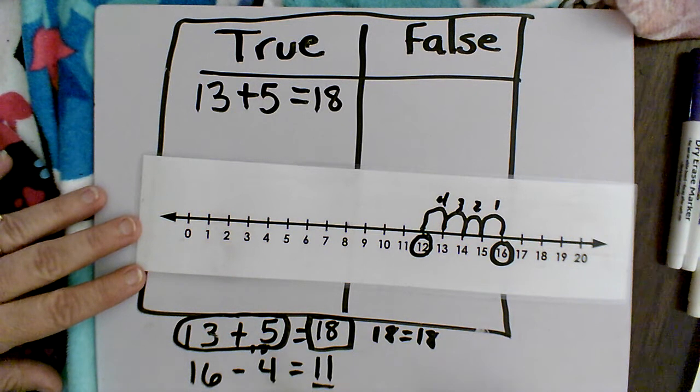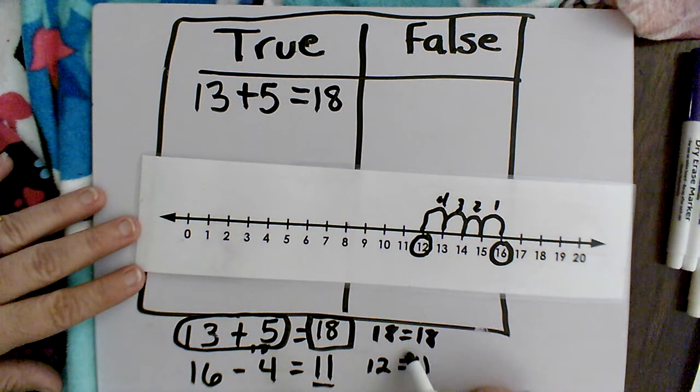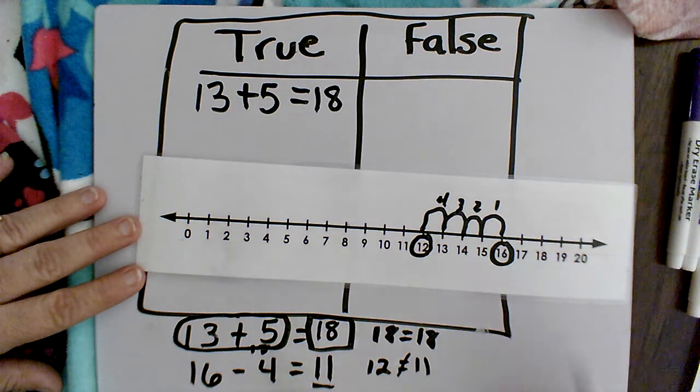So is this a true statement or a false statement? This is telling me I know that 16 minus 4, I just did it, is 12. What this is saying is 12 is equal to 11. Is that a true statement? No, it is not a true statement.